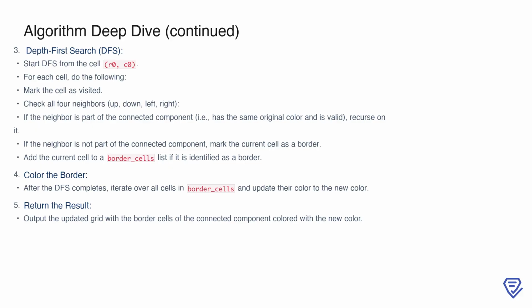Once the DFS traversal completes, we iterate over all cells in the border_cells list and update their color to the specified new color. Finally, we return the updated grid as the result. This structured process ensures that only the border cells of the connected component are affected, leaving the interior cells untouched.